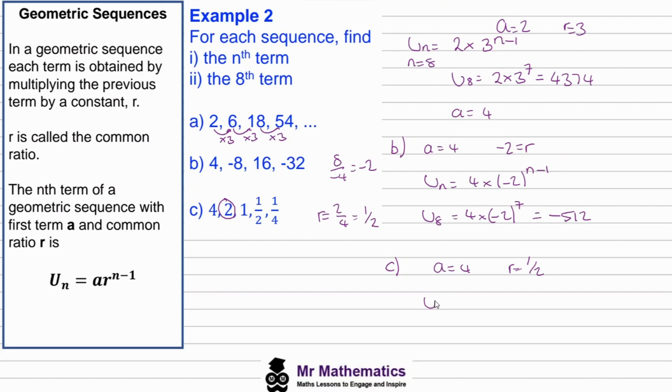So now the nth term will be 4 multiplied by 1/2 to the power of n minus 1. And for our 8th term, this gives us 4 multiplied by 1/2 to the power of 7, which is 1/32. Okay, so now we can find the nth term of a sequence. We can look at some problem solving questions.